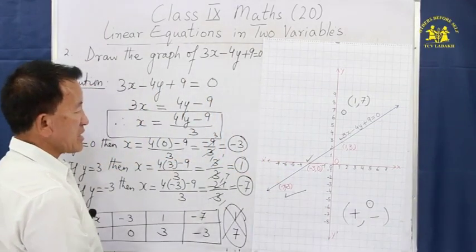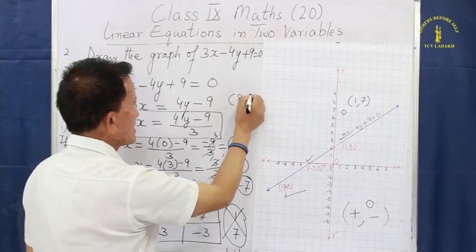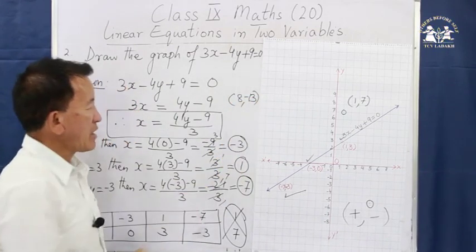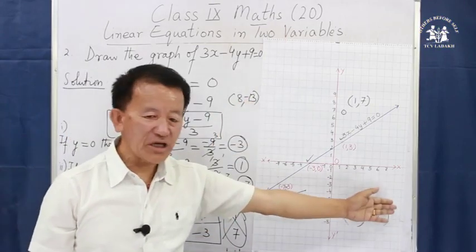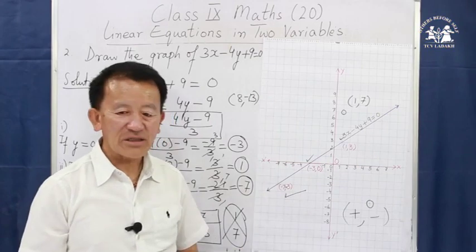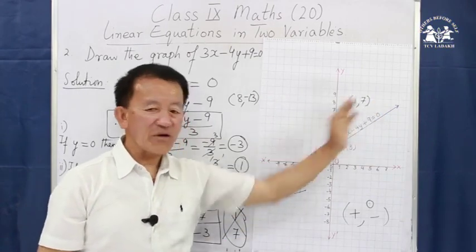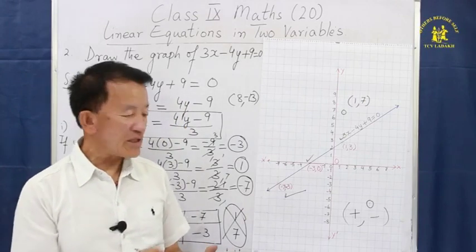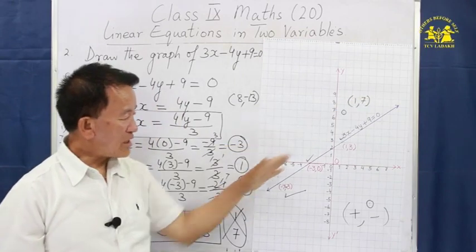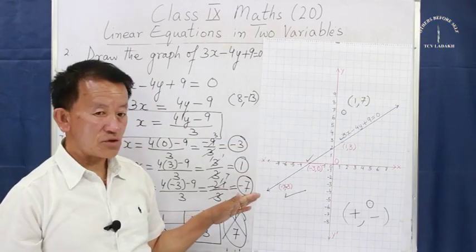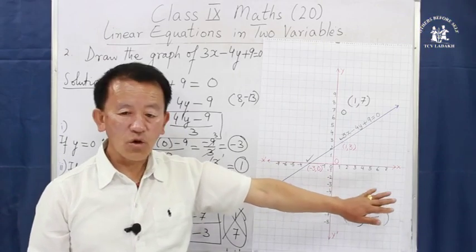So if I say 8 and minus 13, 8 and minus 13 will lie on the fourth quadrant, and without closely looking at the graph we can directly say that it does not fall on this given line, or it is not a solution because it is in the fourth quadrant.